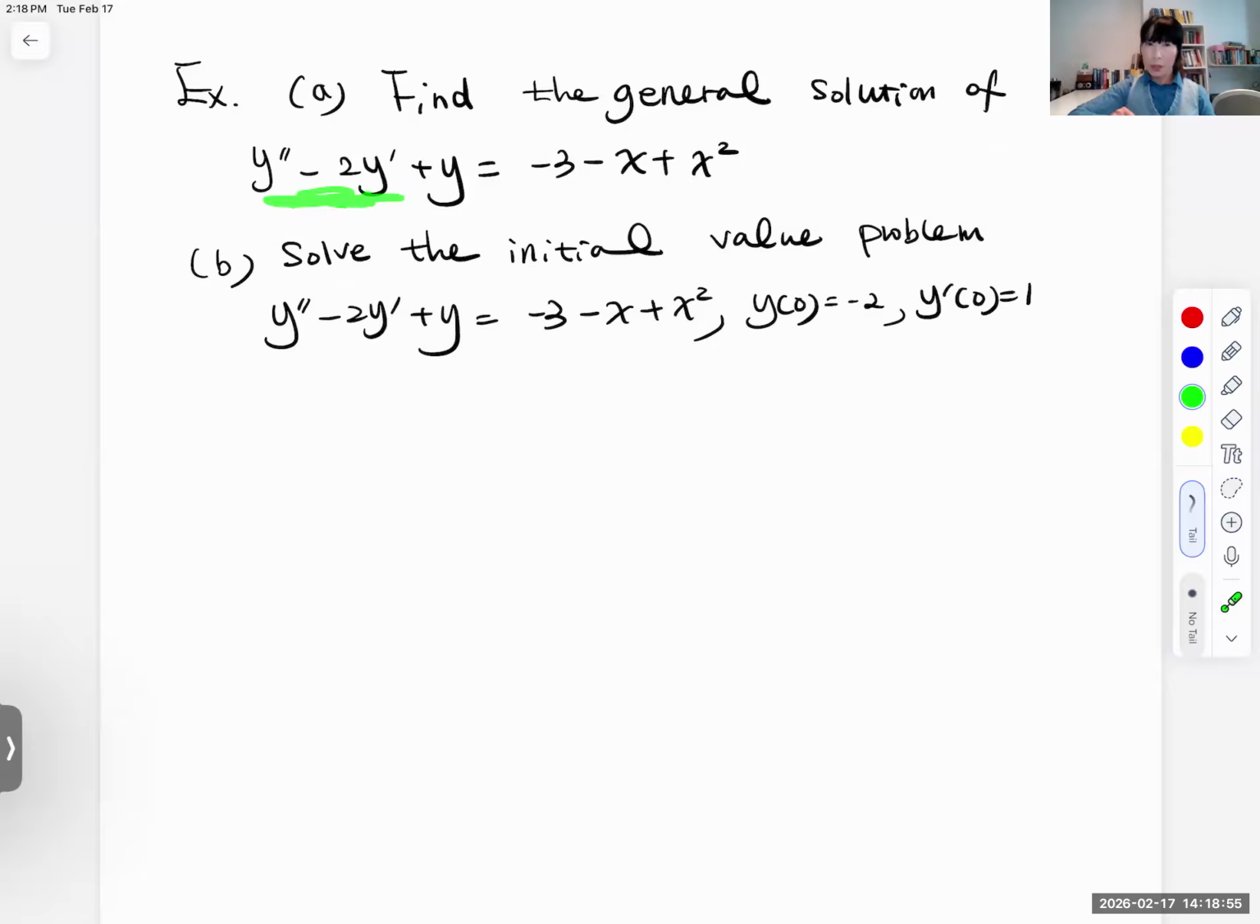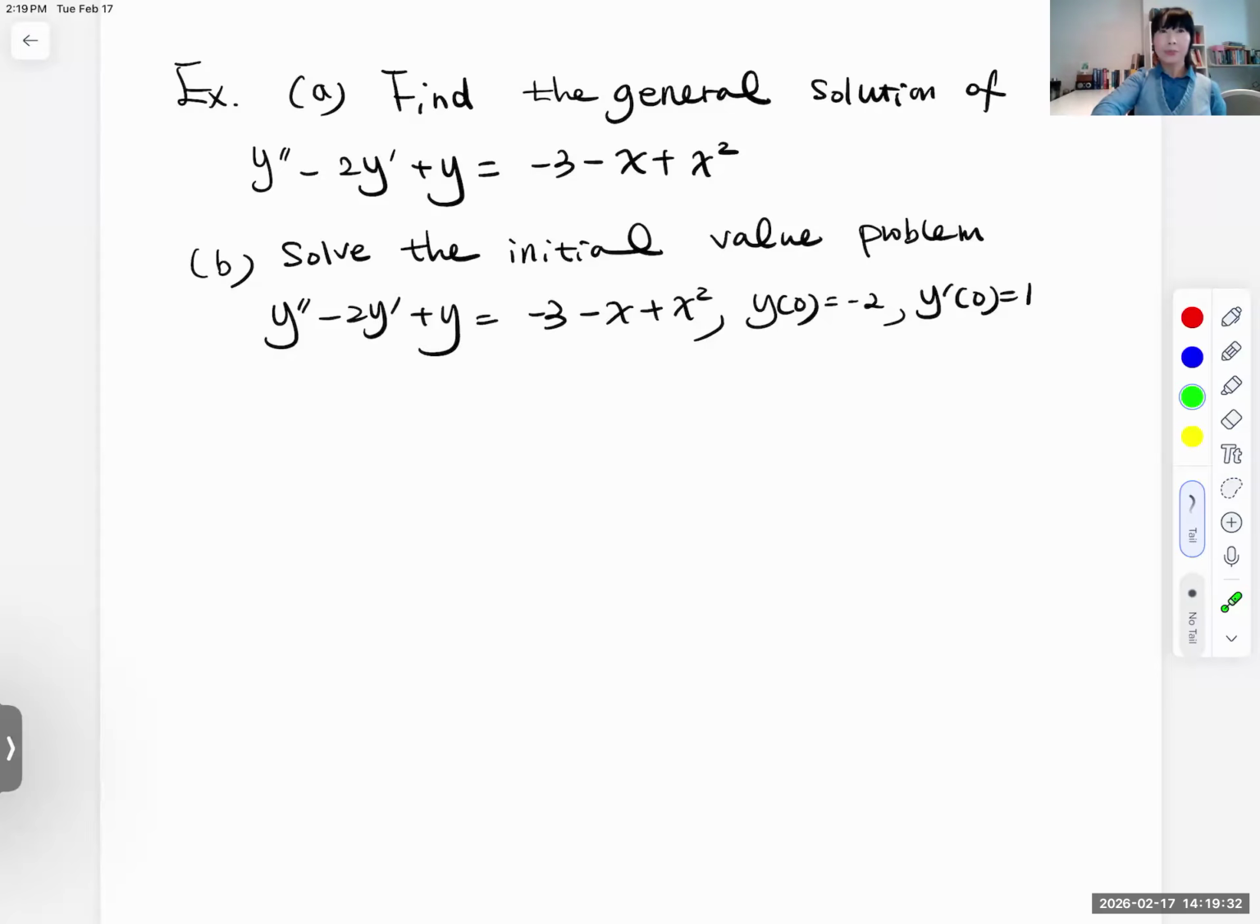Let's find the complementary equation, like what we did in the previous sections. This one we added there, a non-homogeneous equation. So from here we need to find the particular solution. Make sense? Okay, so let us do that. Same concept.